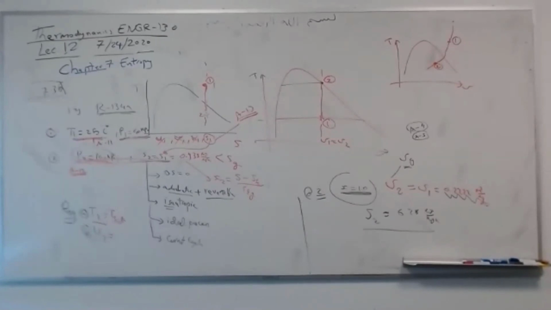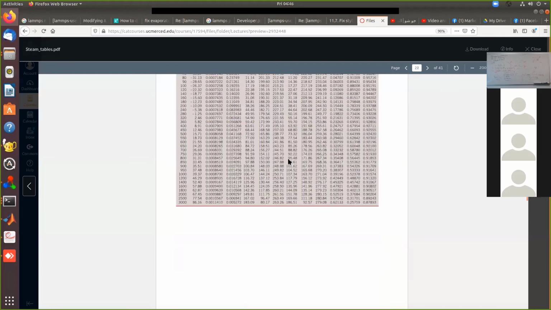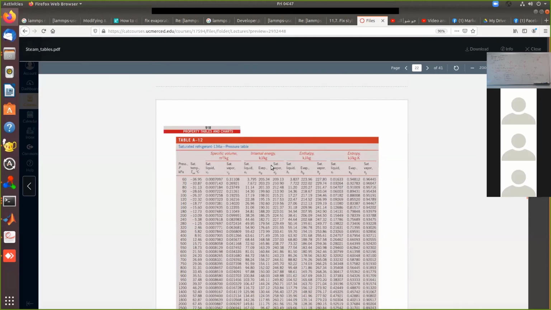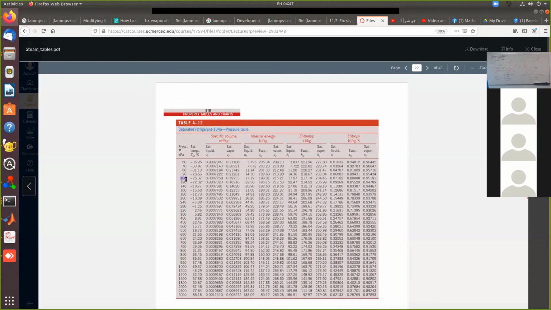So let's go back to the table now. A12. Why A12? Because we have pressure 100 kilopascal. So pressure input A12 is for refrigerant 134a. For this fluid, we have 100, which is this guy, and compare this and this. Yours is 0.935, for example. So this is 0.88 and this is 0.95. So you are in between. So S2 is in between this guy and this guy.